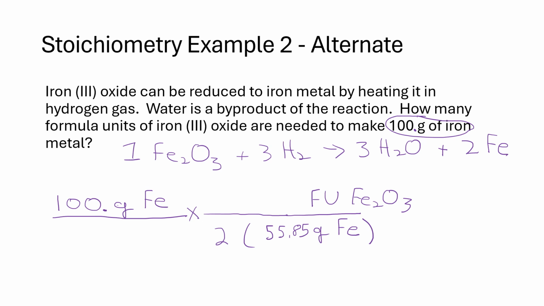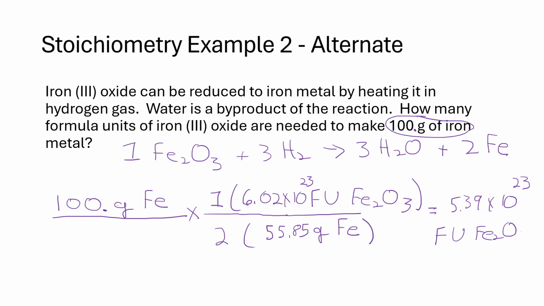Up top, with formula units, we're going to use Avogadro's number because a formula unit is a type of representative particle. And we're going to add the coefficient for Fe2O3, which is a 1. And run those numbers through the calculator. And we're going to end up with 5.39 times 10 to the 23rd formula units Fe2O3. Both of these approaches are strong. Just pick the one that works best for you.